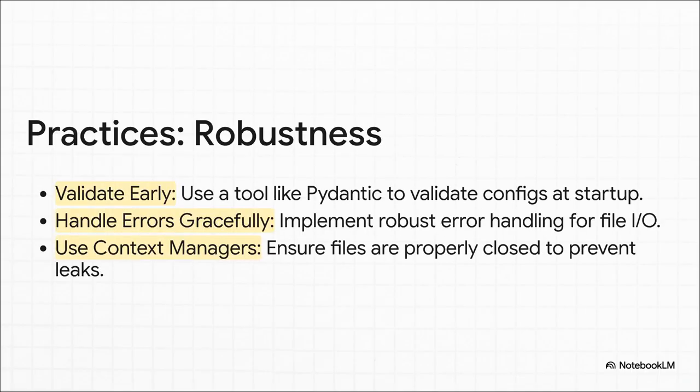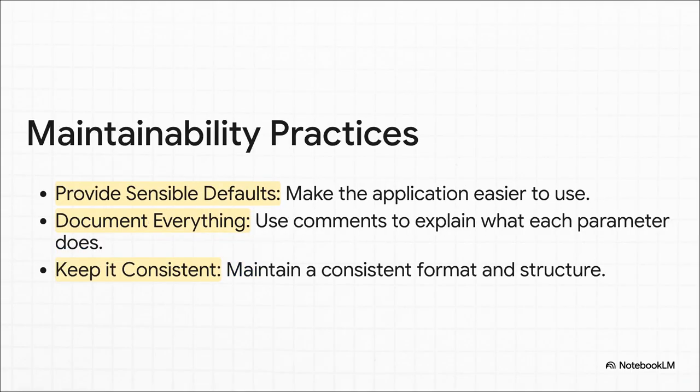Next, let's talk robustness. You want your code to fail fast if something's wrong. So validate everything up front with Pydantic. Make sure your code can gracefully handle what happens if a config file is missing or just totally messed up. And always use context managers, that with open syntax, to make sure files get closed properly and you don't leak resources.